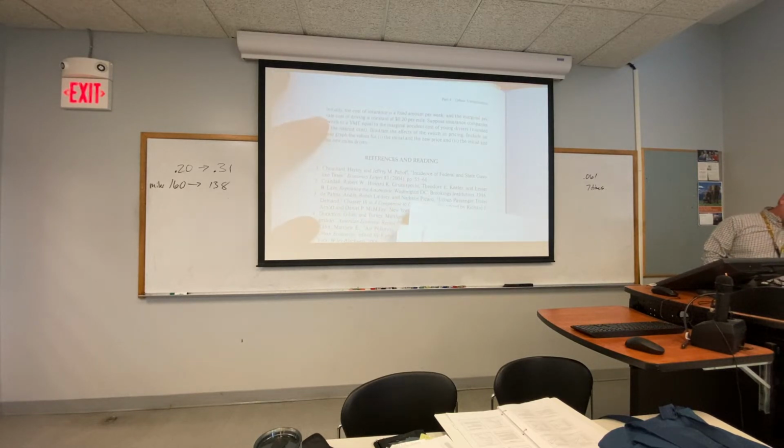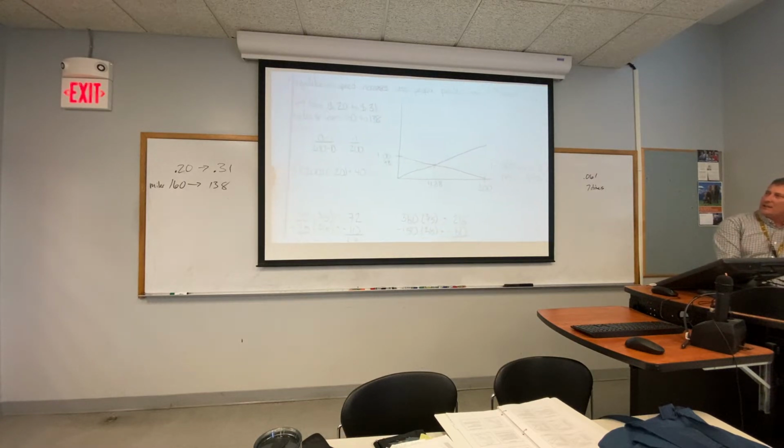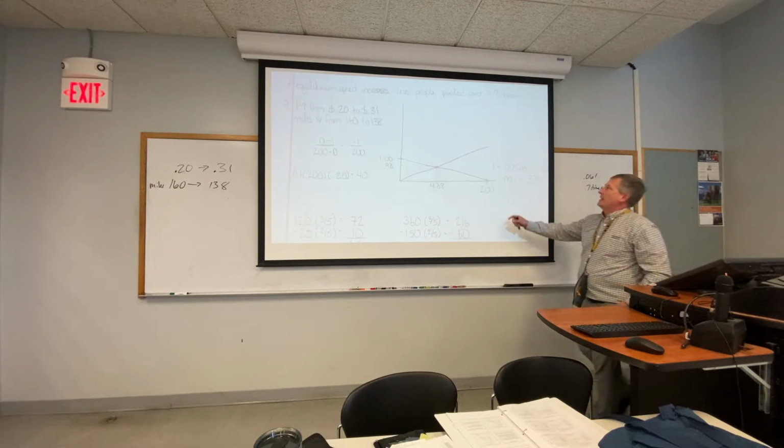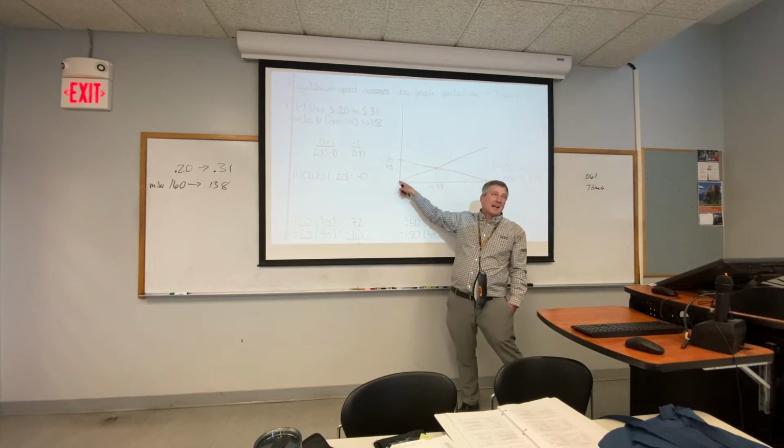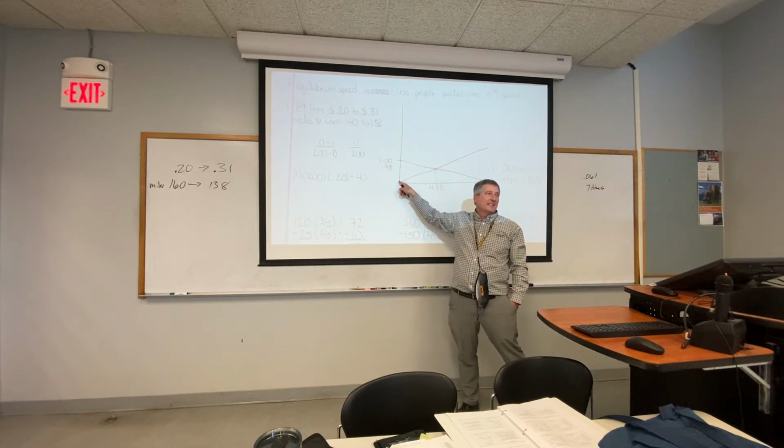Initially, the cost of insurance is a fixed amount per week, and the marginal private cost of driving is 20 cents per mile. So the amount of insurance is fixed per week, and the marginal private cost of driving is 20 cents per mile. All right, so Kalin, you've got an unlabeled relationship that starts here. Why? I didn't really know what I was doing. That's fair, but why would it start here?